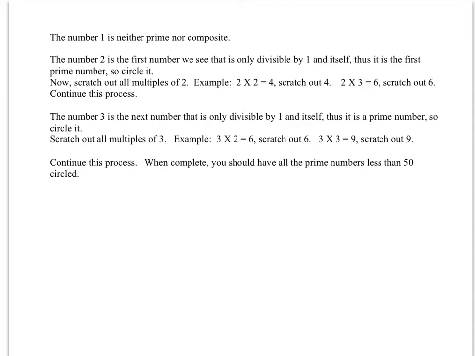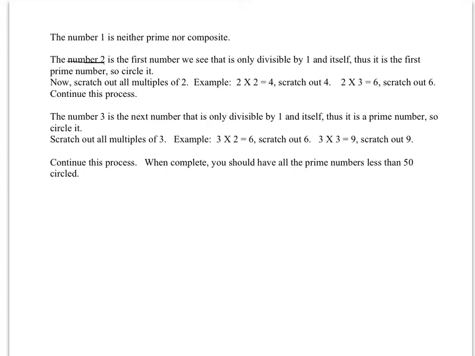Okay, then we're going to look at the number 2. The number 2 is the first number that we see that is only divisible by 1 and itself. Thus, it is the first prime number. So we're going to circle it. So I'm going to go back and forth between this page. Okay. Now we're going to scratch out all of the multiples of 2. For example, 2 times 2 is 4. We're going to scratch out 4 because 4 is divisible by 2.